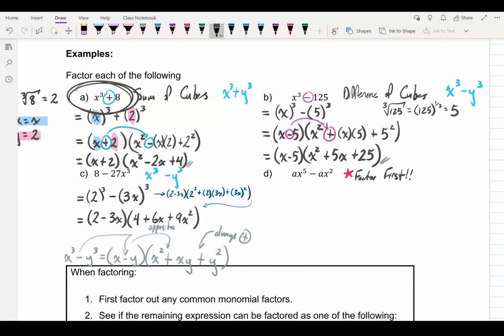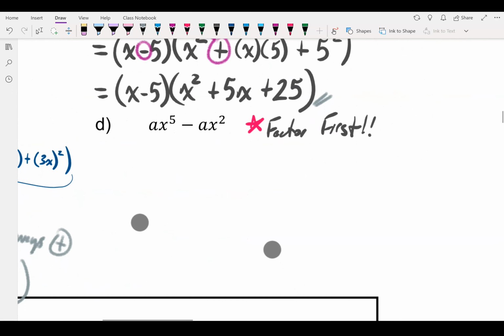This first case, there were no common factors. This second case, same situation. There is nothing in common there. You can't factor out anything in common between 8 and 27. It's just not going to happen. But in this case, we can. For sure we can factor something.